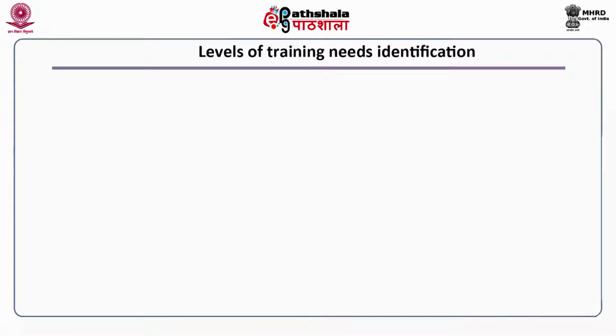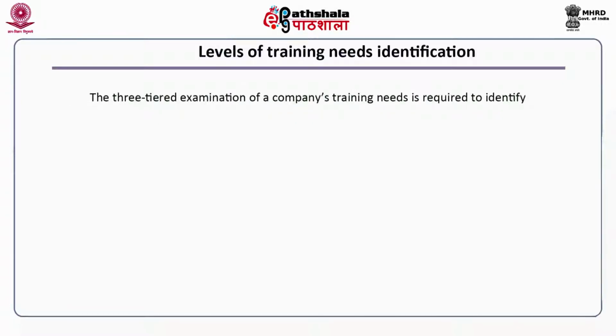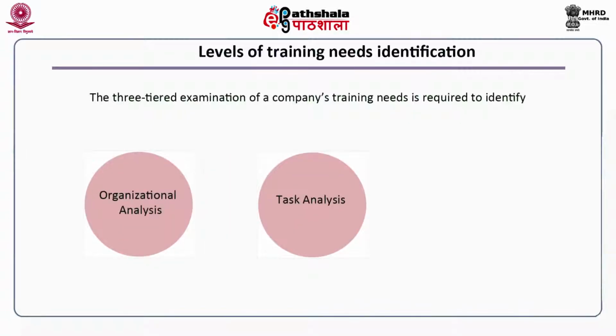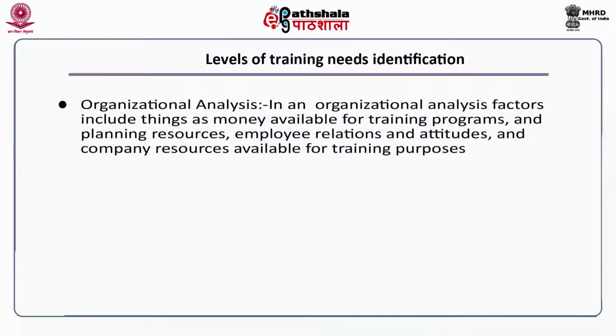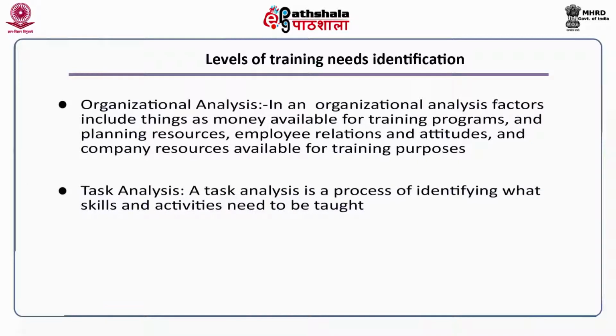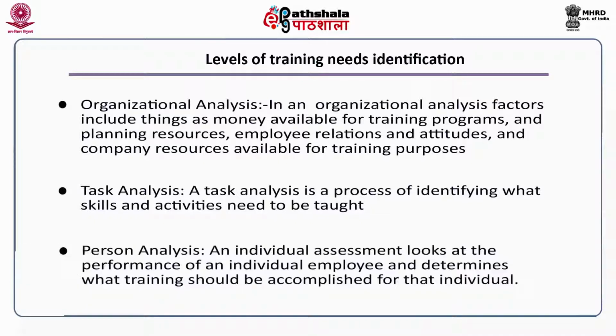Let us look at the levels of training need identification. The three-tiered examination of a company's training need is required to identify: number 1, organizational analysis, 2, task analysis, 3, person analysis. Levels of training need identification, as shown in the diagram, let us discuss them. Organizational analysis. In an organizational analysis, factors include things such as money available for training program, planning resources, employee relations, attitudes, and company resources. Task analysis. A task analysis is a process of identifying what skills and activities need to be taught. Third is person analysis. An individual assessment looks at the performance of an individual employee and determines what training should be accomplished for that individual.